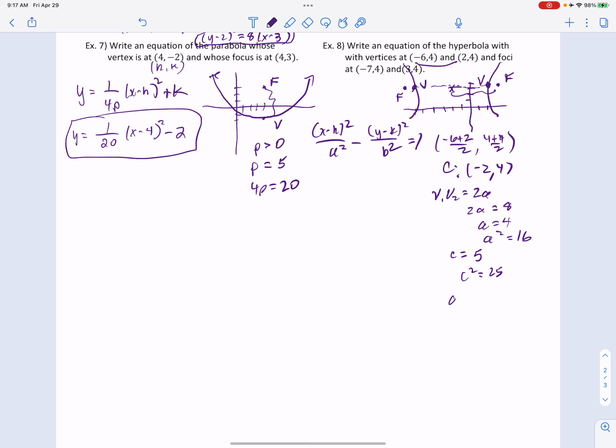And on a hyperbola, a squared plus b squared is c squared. So we have 16 plus b squared equals 25. So b squared is 9. So my equation, using the center for h, k: x plus 2 squared over my a squared value of 16, minus y minus 4 squared over my b squared value of 9, equals 1.